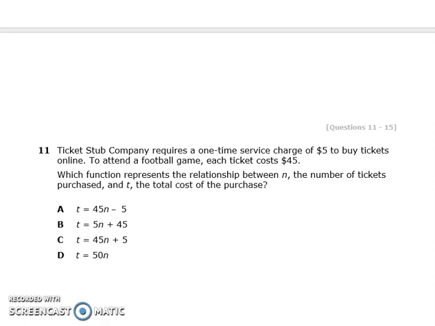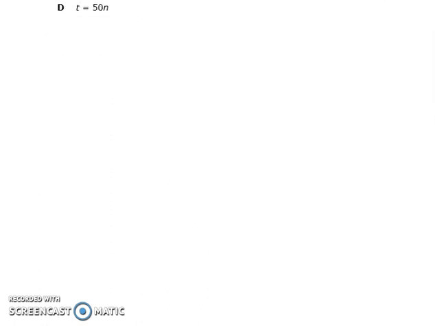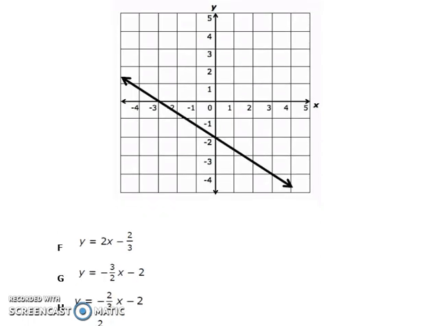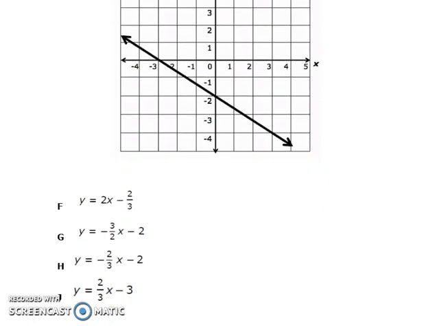Number 11. Ticket Stub Company requires a one-time service charge of $5 to buy tickets online. To attend a football game, each ticket costs $45. Which function represents the relationship between N, the number of tickets purchased, and T, the total cost of the purchase? Number 12. Which function represents the relationship shown in the graph? F, G, H, or J?